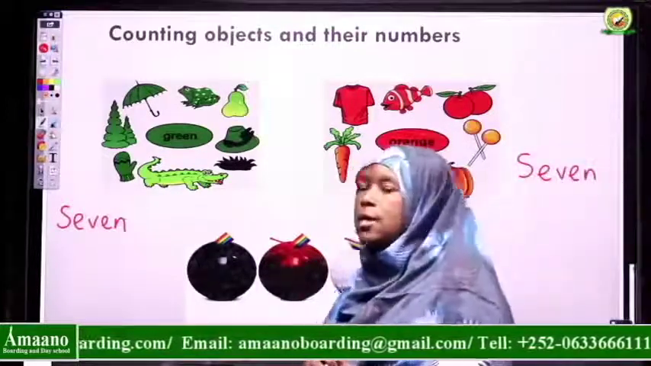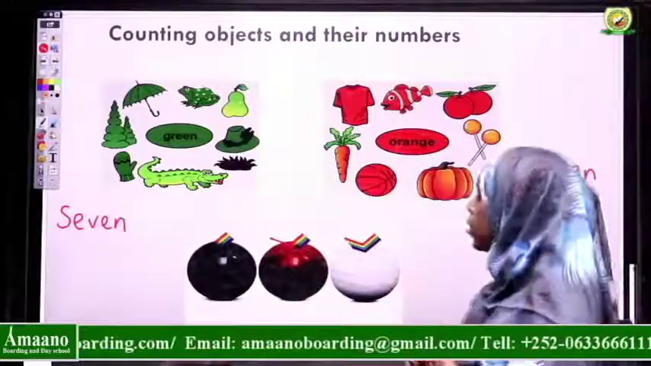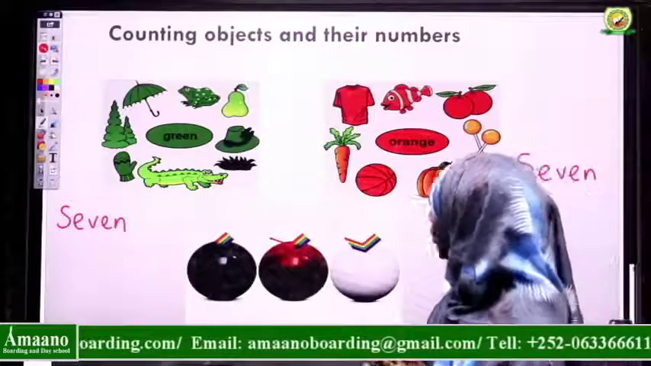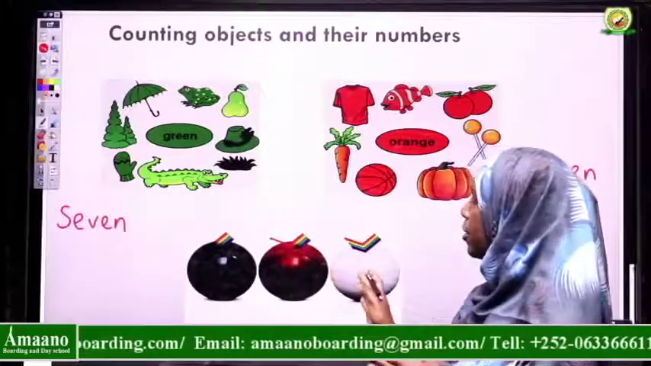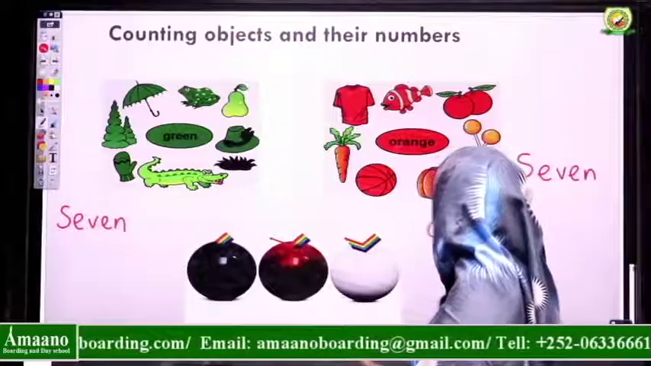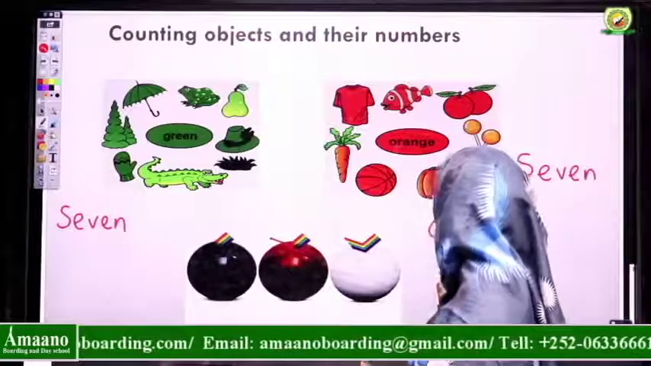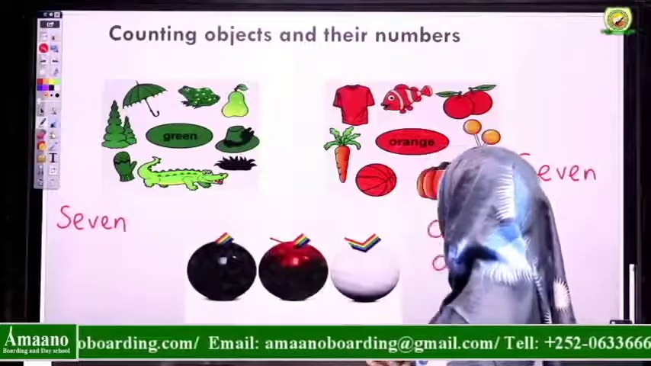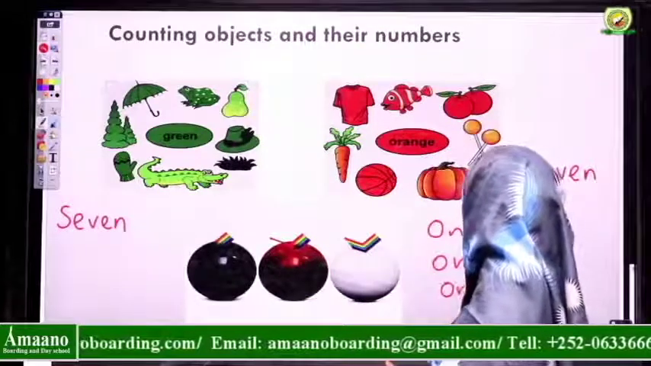And down here we have things like balls there. So how many pictures are of color red? Color red, we have 1. Color white, we have 1. Color black, we have 1.